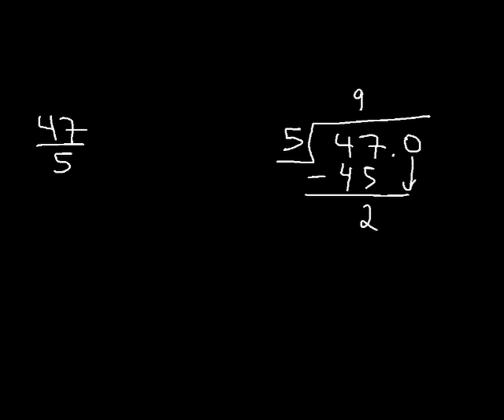So we need to add a decimal point since we don't have a remainder of 0. And we've got to add a 0 here as well. Now 5 goes into 20 4 times. So we therefore get 9.4.